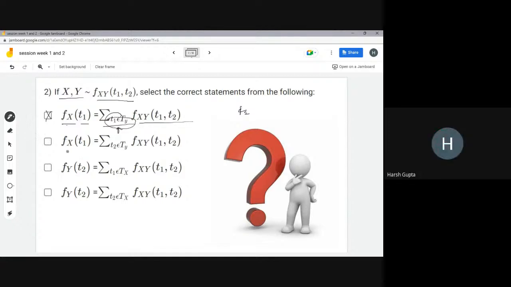Now check this. Here we are finding the marginal probability of T1 and we will go to the range of T2. That's why it says the marginal probability. Is it right? Yes, sir. Okay. Now, see the third question. Now you tell me what is correct between these two. The third option is correct. Is everyone convinced?